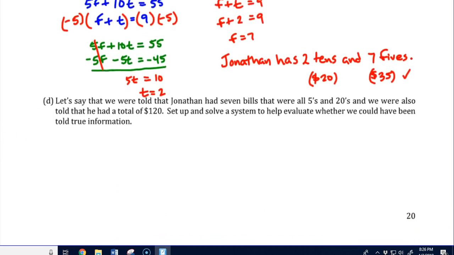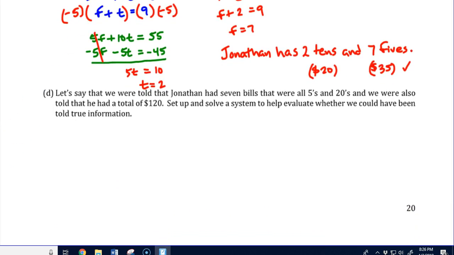Okay. Let's change it up on you. Let's say that Jonathan has 7 bills that were all 5s and 20s. We're also told he has $120. What would that system look like? So see if you can do that one on your own. Set it up, define your variables, set it up, and see if you can solve for it. So hopefully you paused. If not, please do that now.